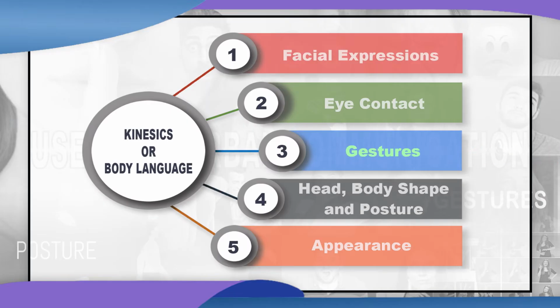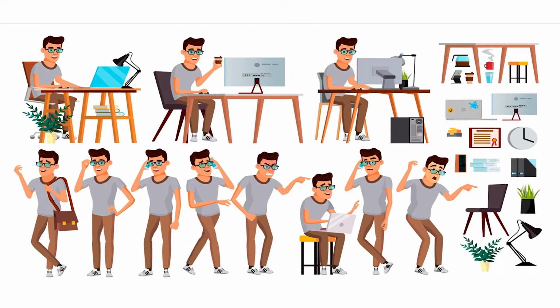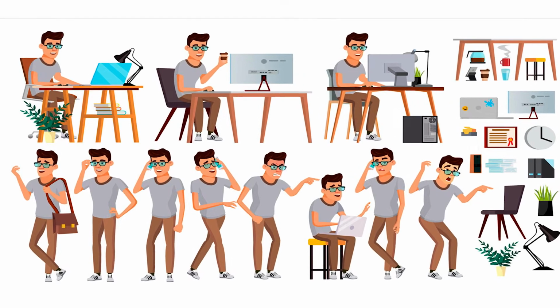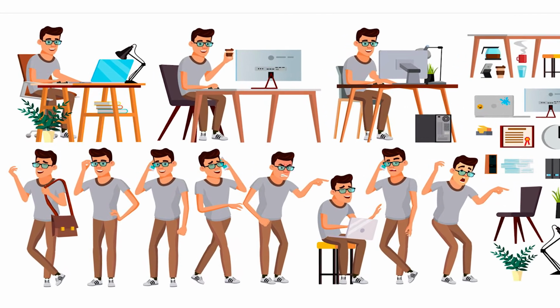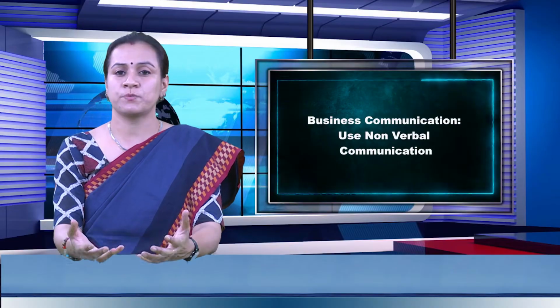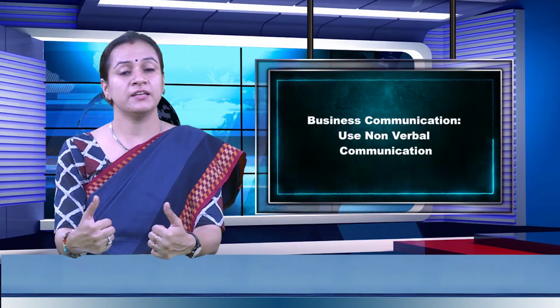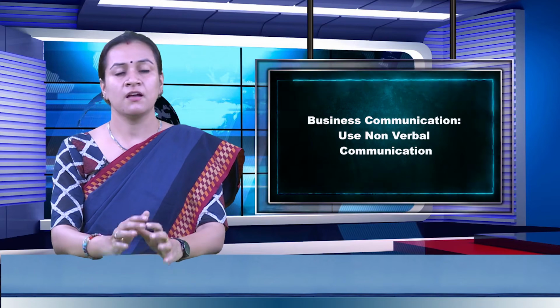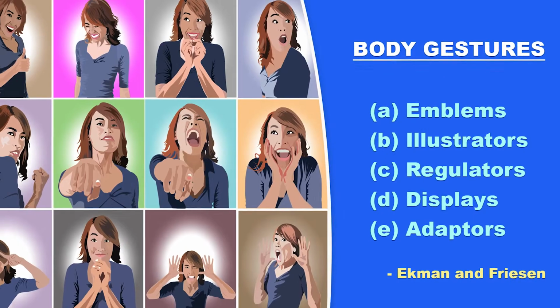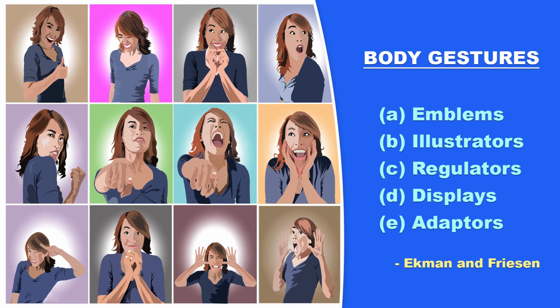Next is gestures. In addition to facial expressions and eye contact, another important element of kinesics is the use of gestures. Gestures are the physical movements of arms, legs, hands, torso, and head made to express or help to express thoughts or to emphasize the speech. They play an important role in conveying meaning without using words. Ekman and Friesen have identified 5 types of body gestures.